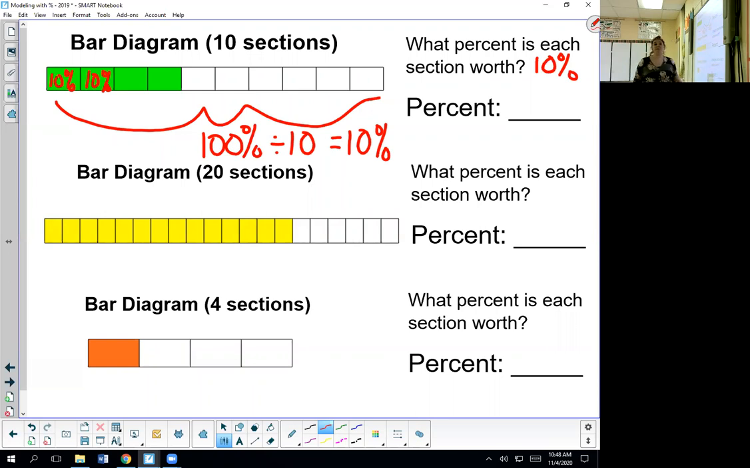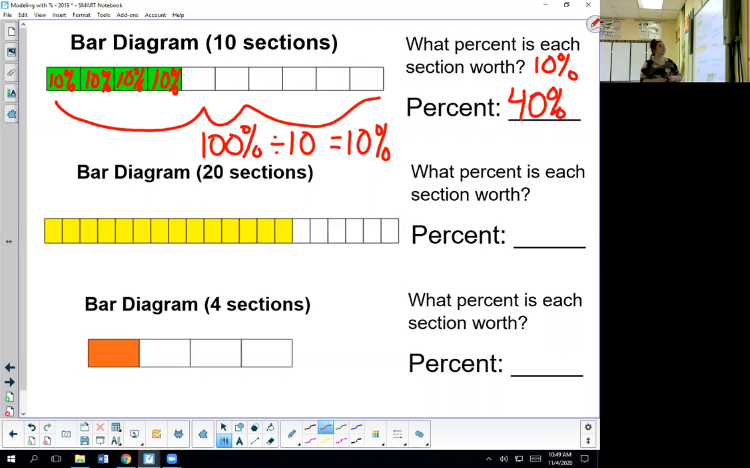Is that going to be the case for every single problem? No, it just depends on how many boxes you have. So what percent is actually shaded in? I have 10%, 20%, 30%, and 40%. So 40% is shaded in.